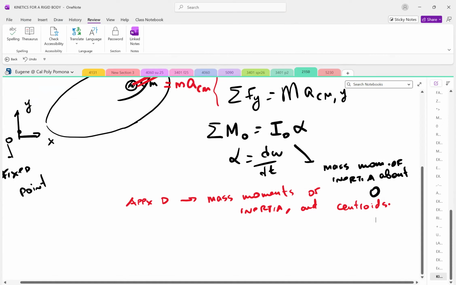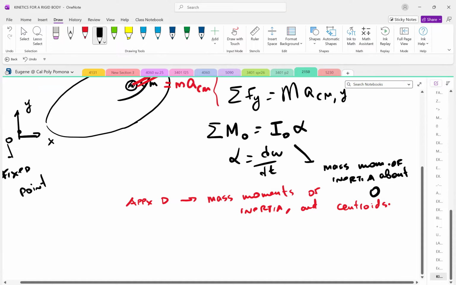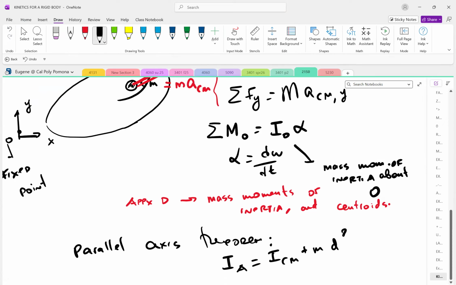What else do we know about this stuff? Parallel axis theorem, right? I about point A equals I about center of mass plus M D squared. Let's show point A somewhere here and show this as a D.